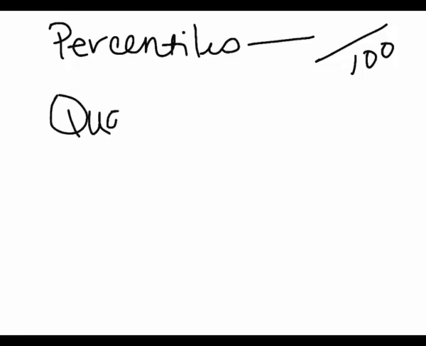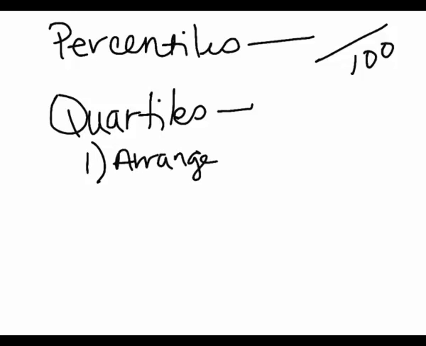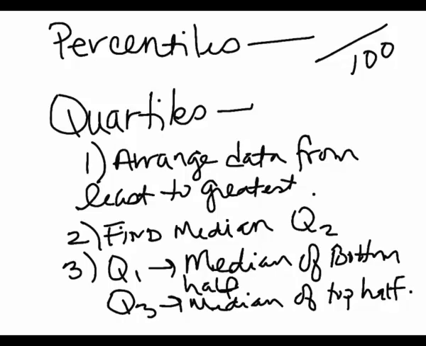Business usually uses quartiles. Quartiles is when you break your data up into 4 pieces. So to find a quartile, the first thing you're going to do is arrange your data from least to greatest. Number 2, the second thing you want to do is find the median. The median is your Q2. Then you're going to find Q1, which is going to be the median of the bottom half. And then Q3 is the median of the top half.